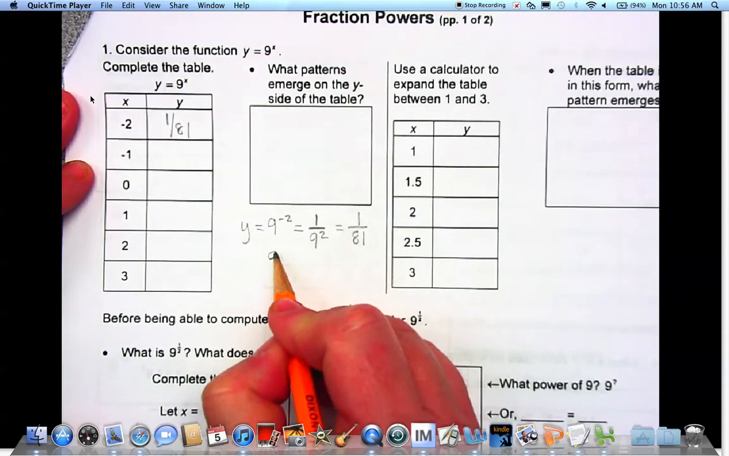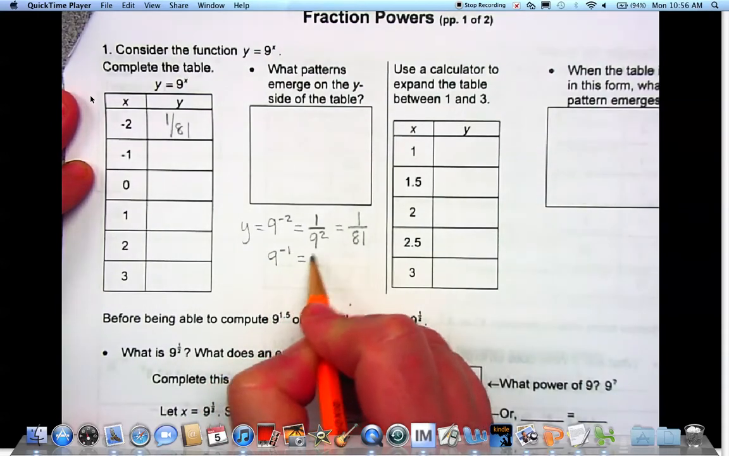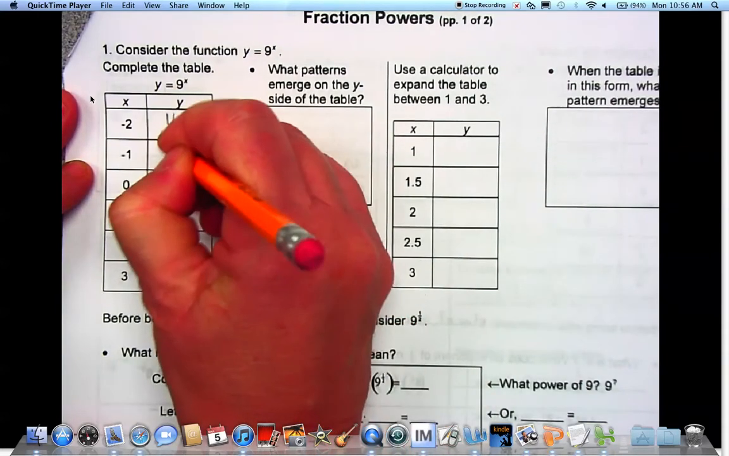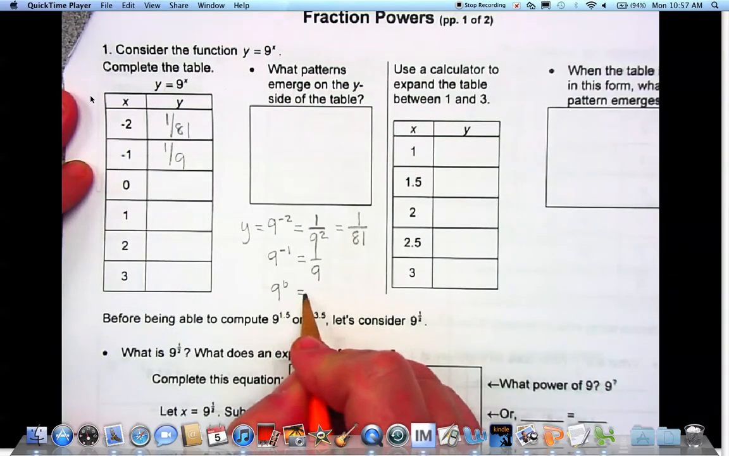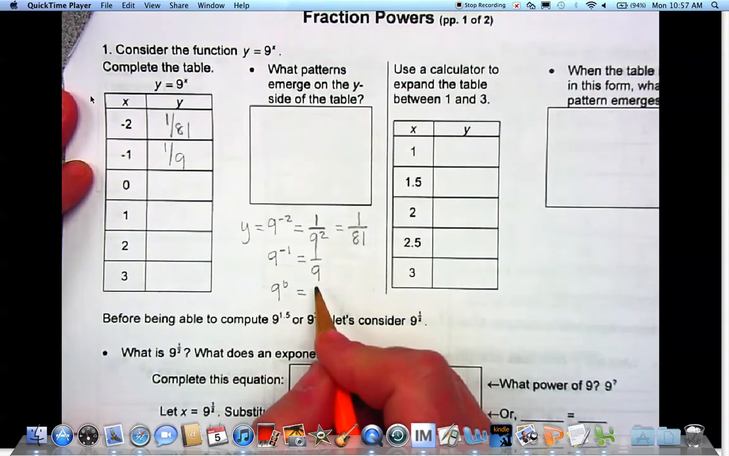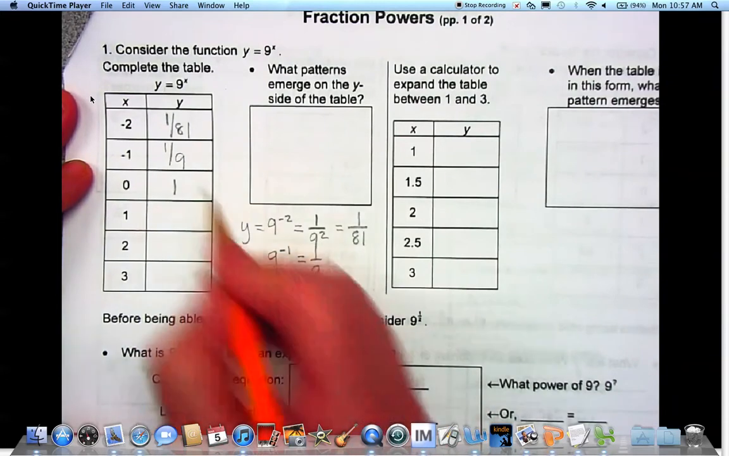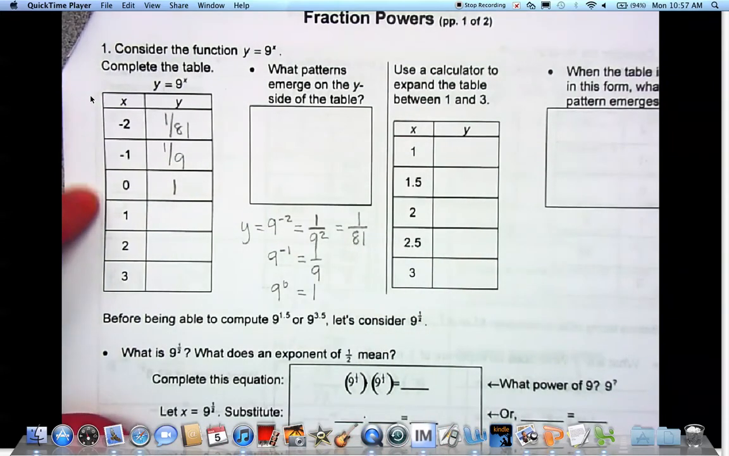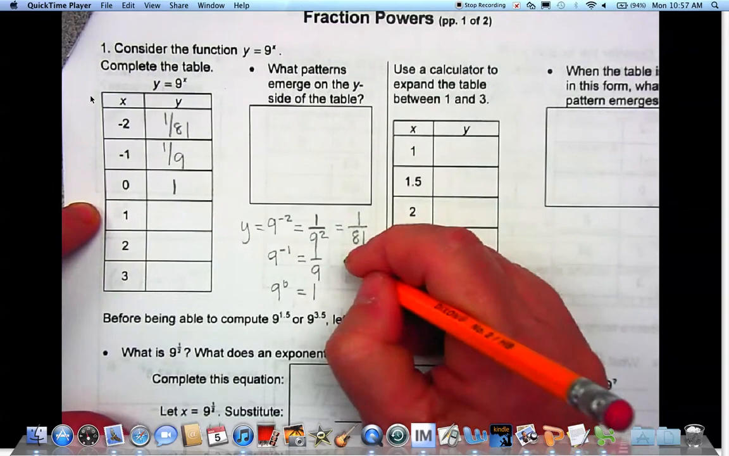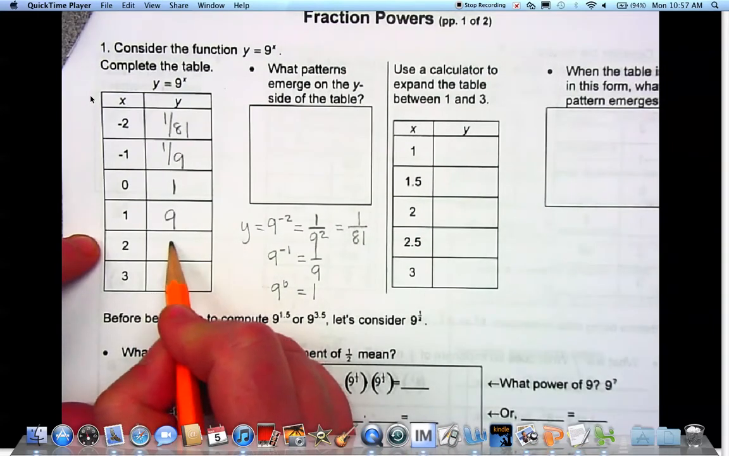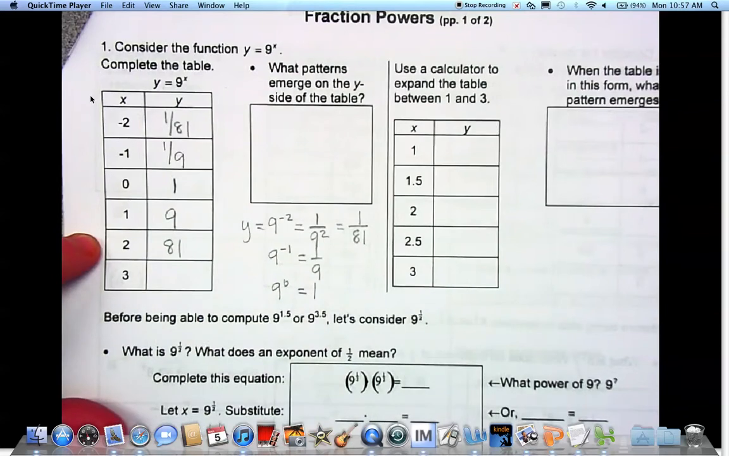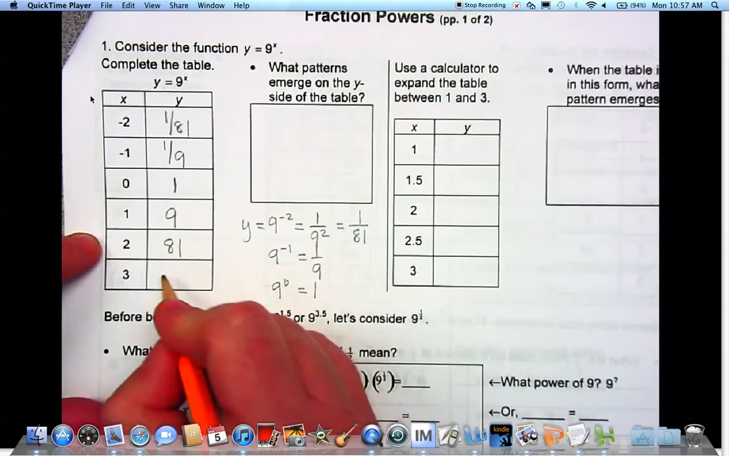How about 9 to the negative 1? 1 over 9. Anybody remember what 9 to the 0 is? It's 1. Good. 9 to the 1? 9. 9 to the second? 81. Somebody figure out 9 to the third. 729. Okay.